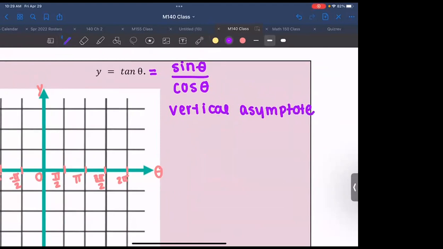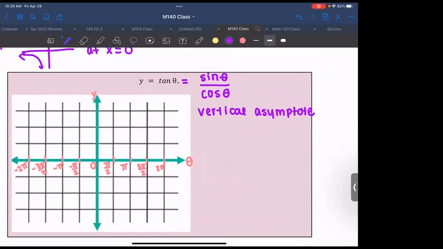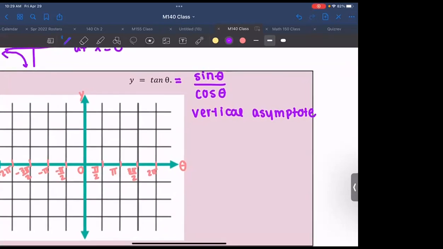Okay, and I'll tell you, there's no horizontal asymptote here. If you want to talk about why there's not a horizontal asymptote, come to my office hours, we'll talk about it. It's a little more complicated than the depth of this class, but we have a vertical asymptote whenever the denominator, or cosine of theta, is equal to 0. Does that make sense?